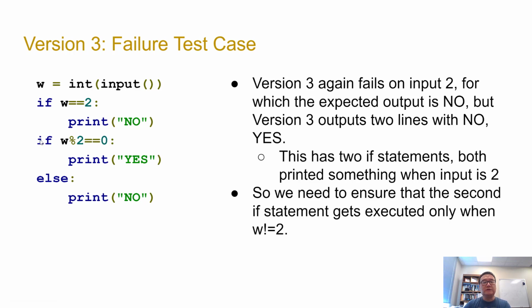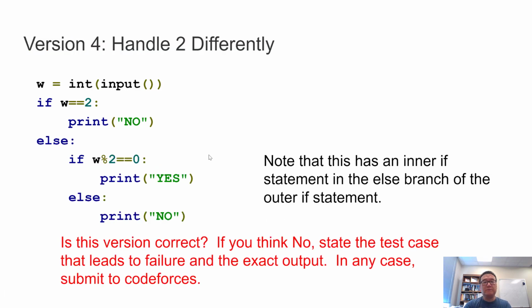So in order to fix this, what we really want is this second if statement to get executed only when W is not 2. And we can fix the program by putting this second if statement inside the else branch. So now we have an outer if statement checking whether W is 2. If W is 2, we will print no. If W is not 2, we will execute the else branch, and in that case, we will check whether W is even or not.